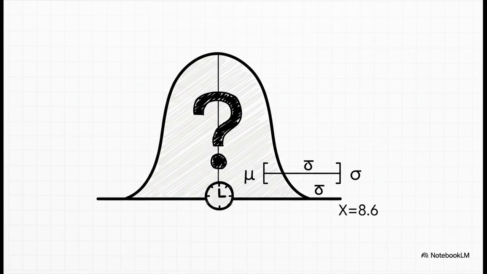Okay, let's get our hands dirty with a real problem. Let's imagine a website's image download times are normally distributed. On average, it takes 8 seconds, that's our mu, and the standard deviation is 5 seconds, that's our sigma. The question we want to answer is, what is the probability that any given download will take less than 8.6 seconds? So if we were looking at the bell curve, we're trying to find the size of the area under the curve all the way from the far left tail up to the 8.6 second mark.